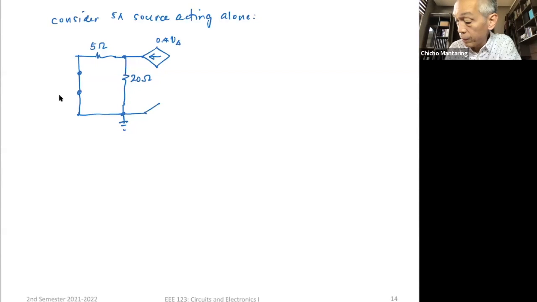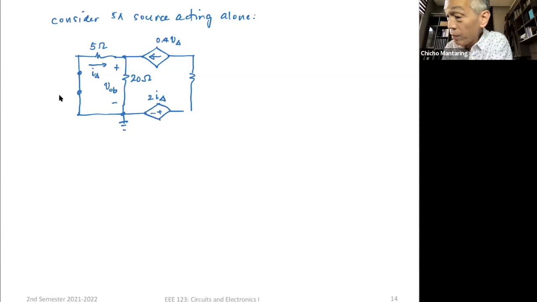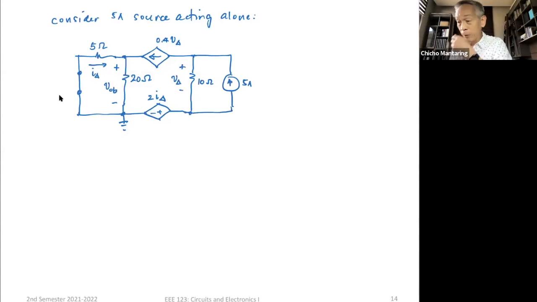This is 2 I's of delta. Ano nga ba yung I's of delta? Ito, no? This is I's of delta. This is now going to be V's of O, B. V's of OB is due to my 5 ampere source acting alone. And then I have my 10 ohms here. This is my V's of delta. And this is my 5 ampere. Again, no? Let me call this X and let me call this Y.